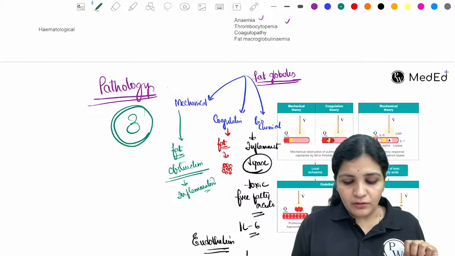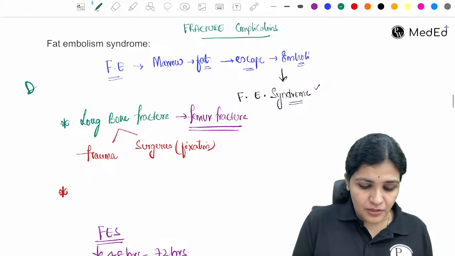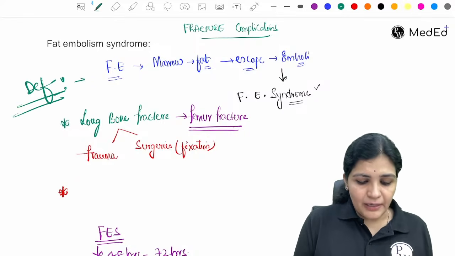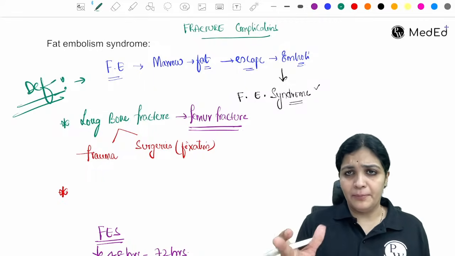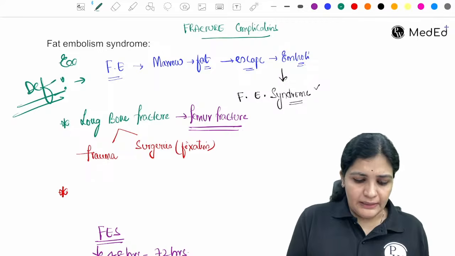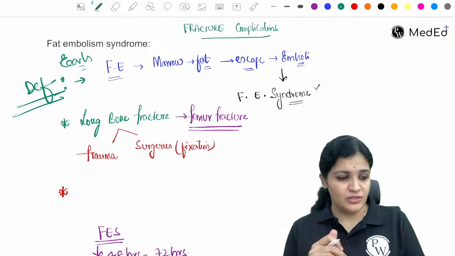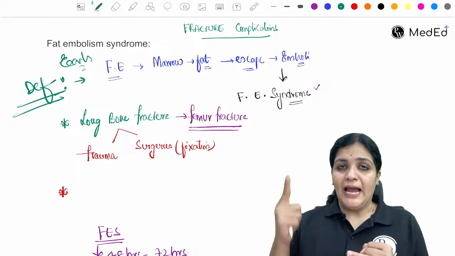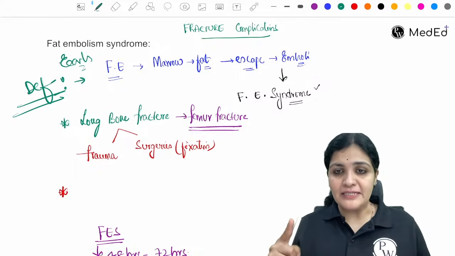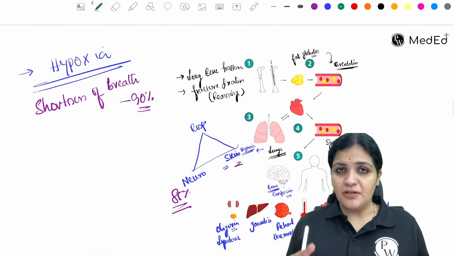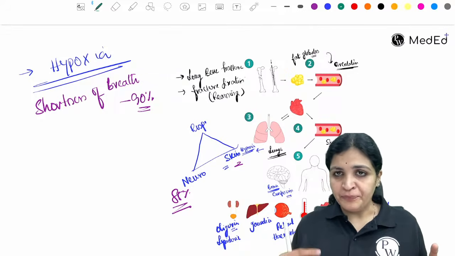So whenever you want to write the answer on fat embolism syndrome, first you will write the definition of fat embolism syndrome. It is an early complication, not immediate, early, because it occurs after a period of 48 to 72 hours. So this is an early complication of the fracture. Here the fat globules escape, and then they will result in certain symptoms. These are the major symptoms: the respiratory, neurology, and the skin are affected, and there are other organs which are affected.